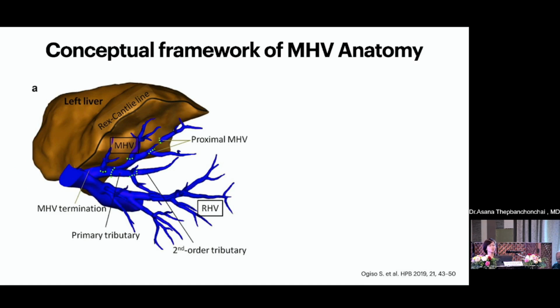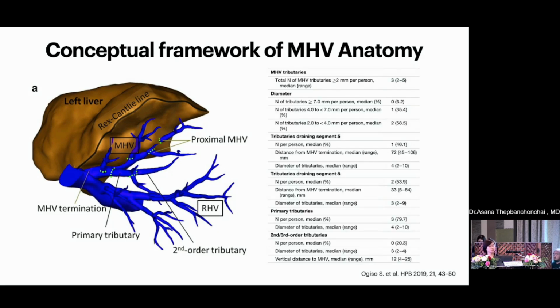This picture shows the simulation of a virtual right hepatectomy using pooled data from preoperative CT scans of 40 patients, simulated on the Synapse software. The results show a median of 3 tributaries larger than 2 millimeters come from the middle hepatic vein, with a median of 1 branch of V5 and 2 branches of V8. Primary tributaries drain directly into the middle hepatic vein, approximately 80% draining from the right liver, and the median diameter is 4 millimeters.